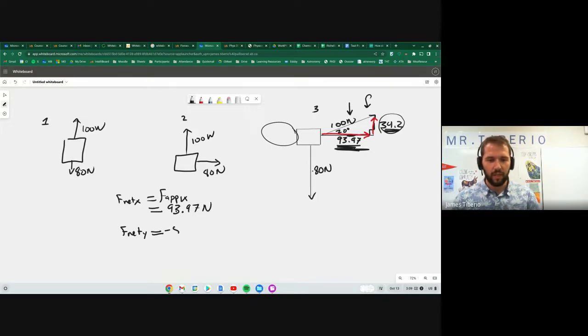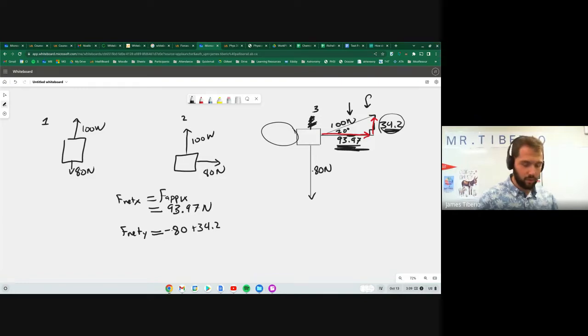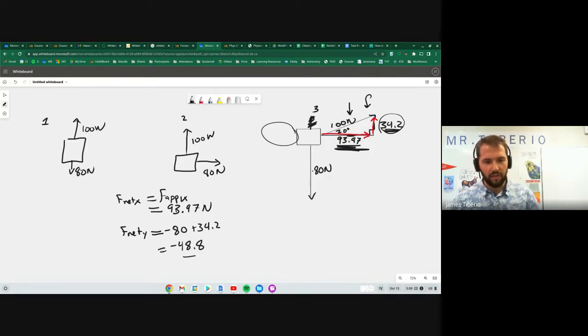And so we can just add them together, negative 80 plus 34.2, because remember when we drew them here, they were clearly opposing each other. And so we get negative 80 plus 34.2 equals negative 45.8. And so this is our net force in the y direction. We do the exact same thing. We're going to add tip to tail. I like doing the x's first.